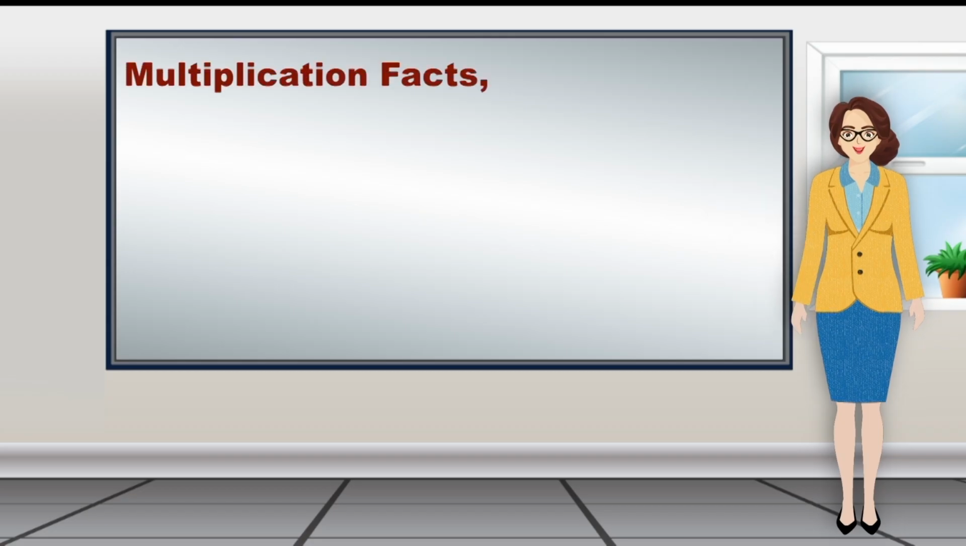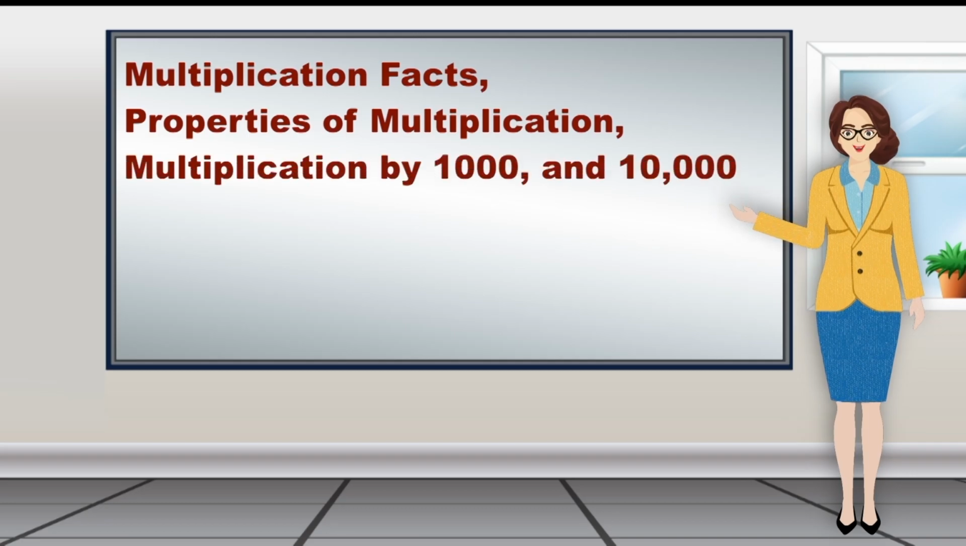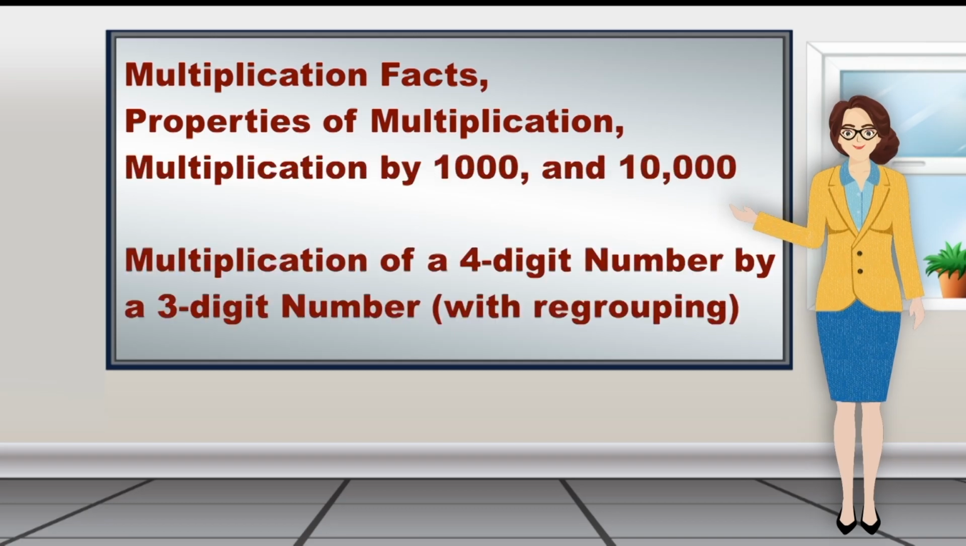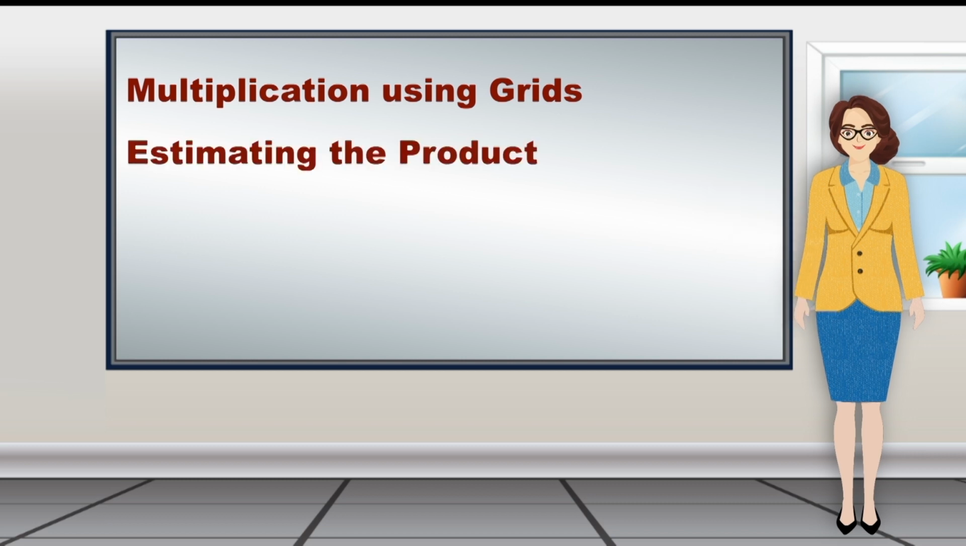Students, in this chapter, you have learned about multiplication facts, properties of multiplication, multiplication by 1000 and 10,000, multiplication of a 4-digit number by a 3-digit number with regrouping, multiplication using grids, and estimating the product.